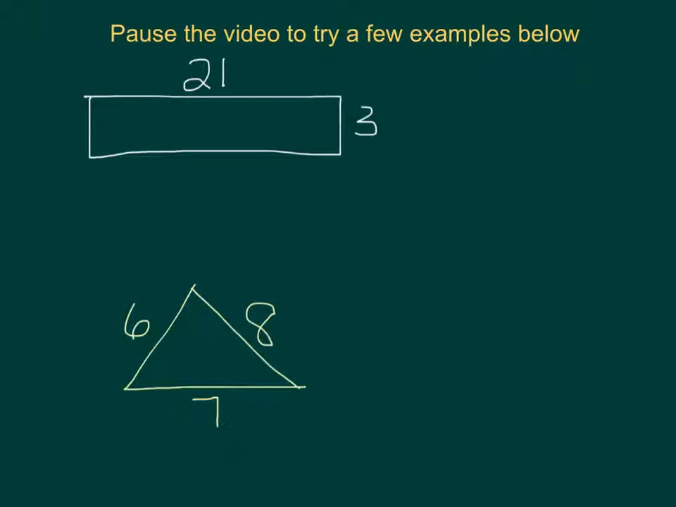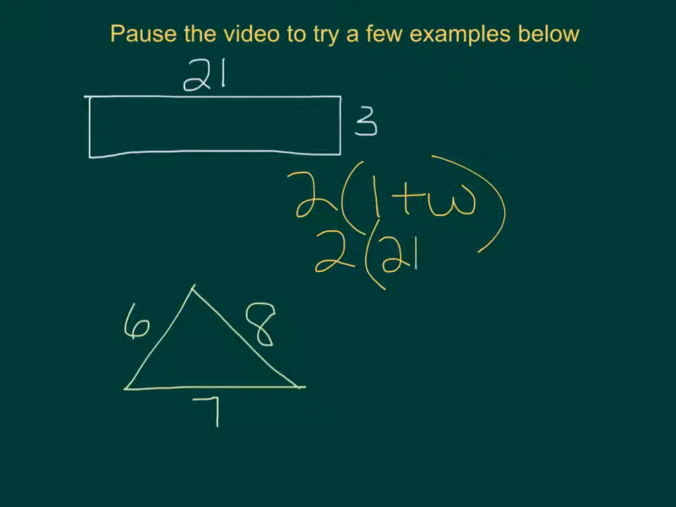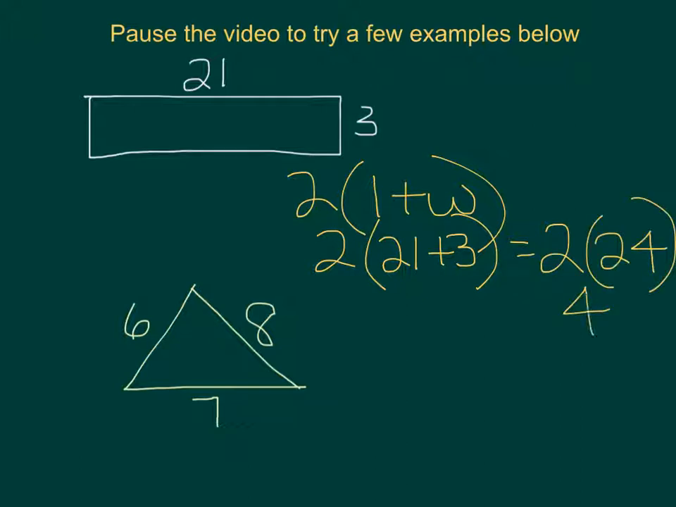So to find perimeter, we know that the formula for a rectangle is 2 times the length plus the width. So we're going to plug in the numbers. So 2 times (21 plus 3). 21 plus 3 is 24. So this would be 2 times 24, which would be 48.